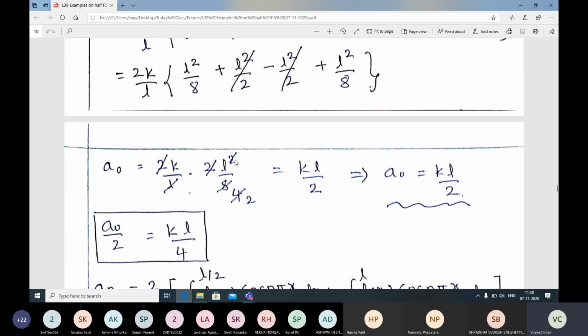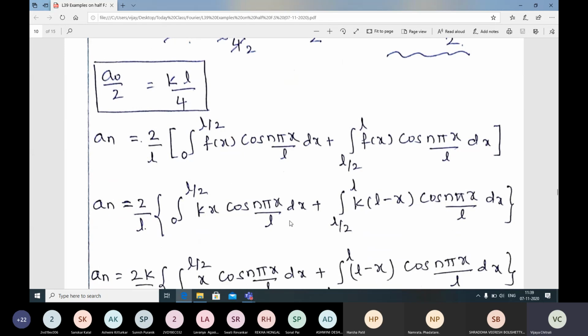L get cancels with what? 1 L. Left with what here? K and 1 L divided by 2. So this is A naught. We want A naught by 2. So A naught by 2 is equal to KL divided by 4. Now move on to what here?